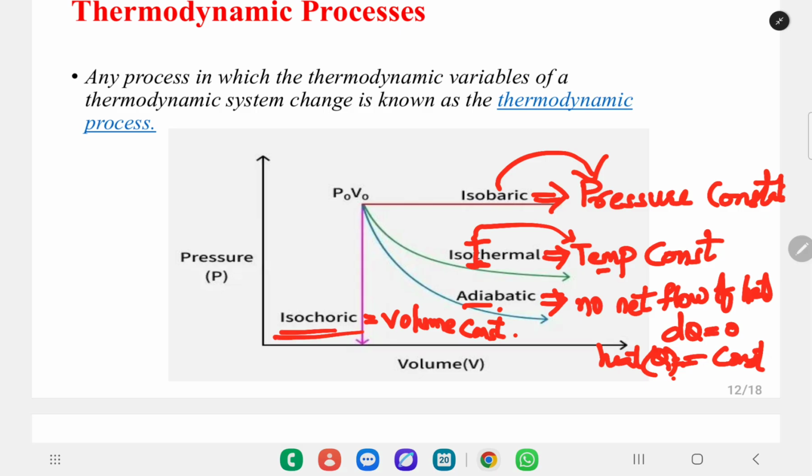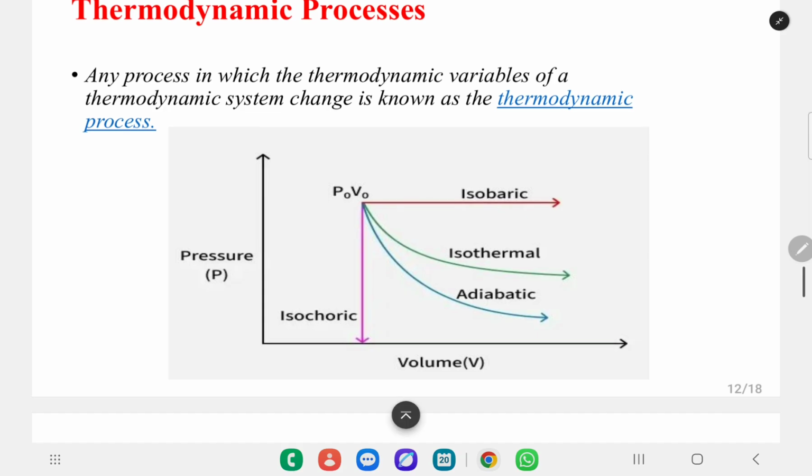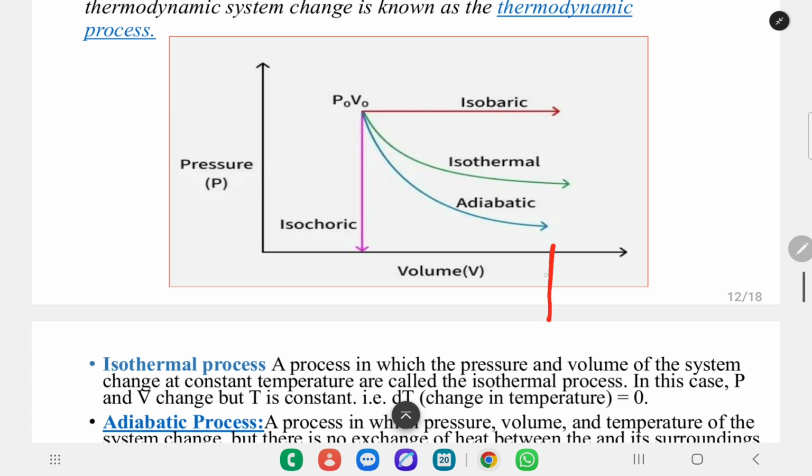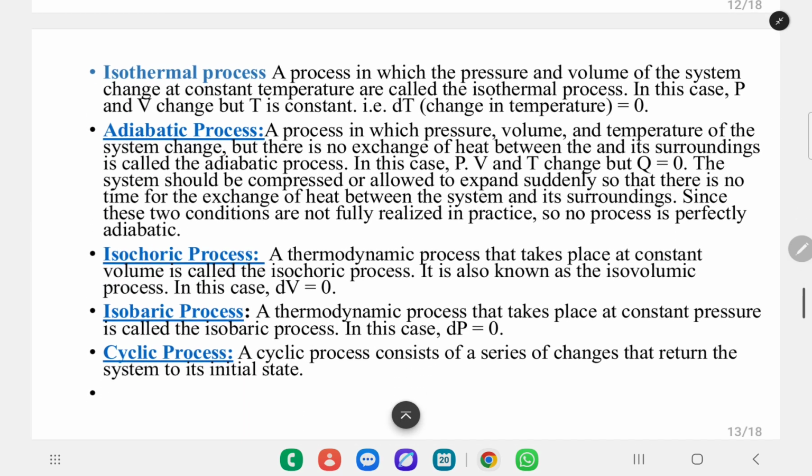So this is the PV diagram, where pressure and volume are taken on the y-axis and x-axis respectively. You can see the graph. For isobaric, you have a straight line like this. This is for isothermal, this for adiabatic, and this for isochoric. We'll see isothermal and adiabatic processes in detail in our unit.